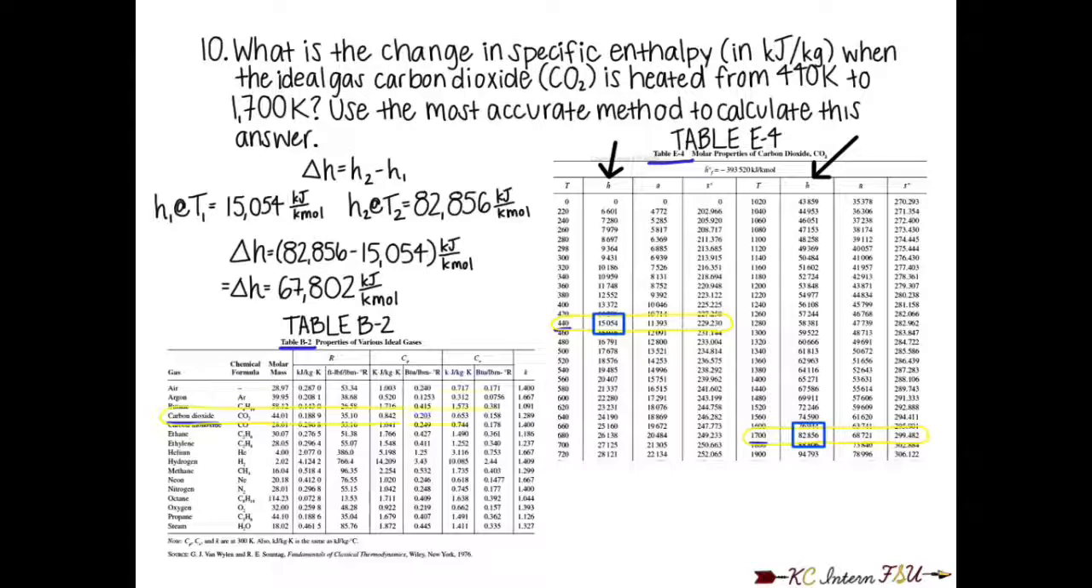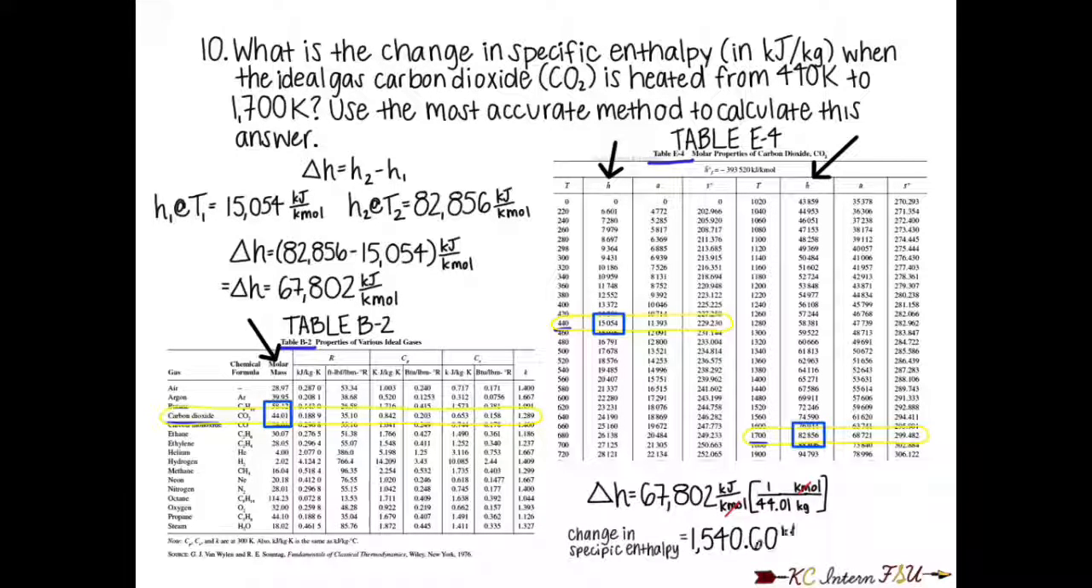Using table B2, the molecular mass for carbon dioxide can be used to convert delta H into kilojoules over kilogram. And when doing this, delta H is found to be 1,540.6 kilojoules over kilogram.